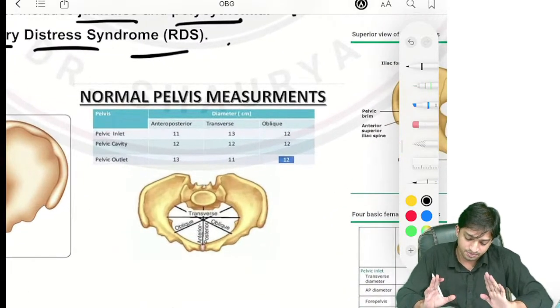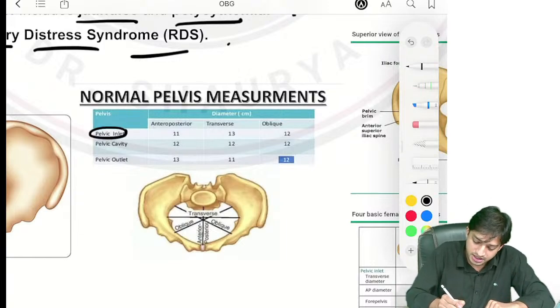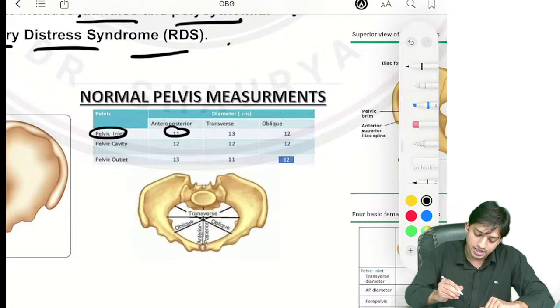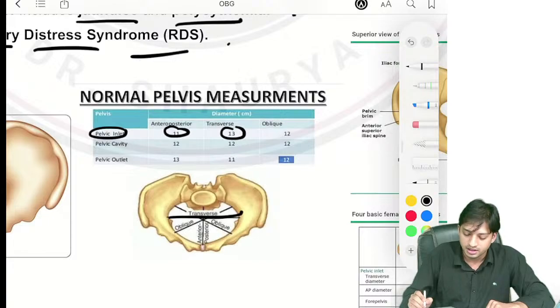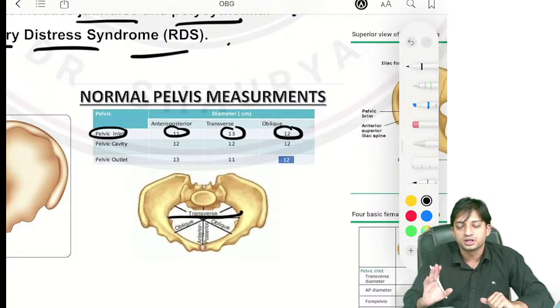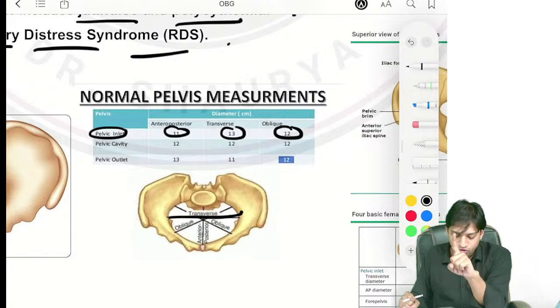Antero-posterior diameter at the pelvic inlet is 11 centimeter, right? At the pelvic inlet, the transverse diameter is 13 centimeter, right? And oblique diameter is 12 centimeter. This you will have to remember. Very simple. Remember like this. I will make you remember very easily. Just be patient and bear with me.